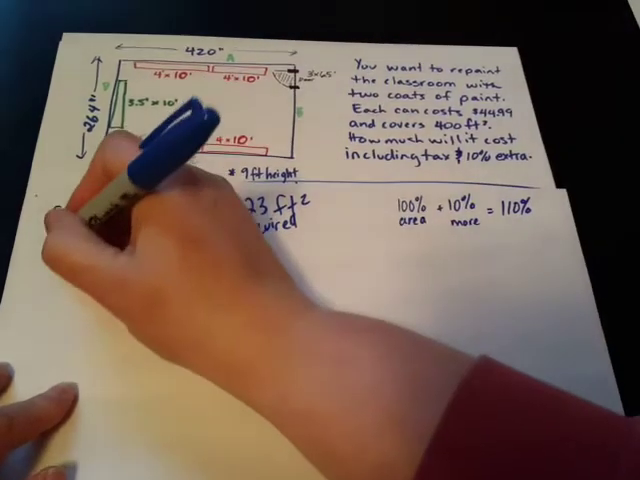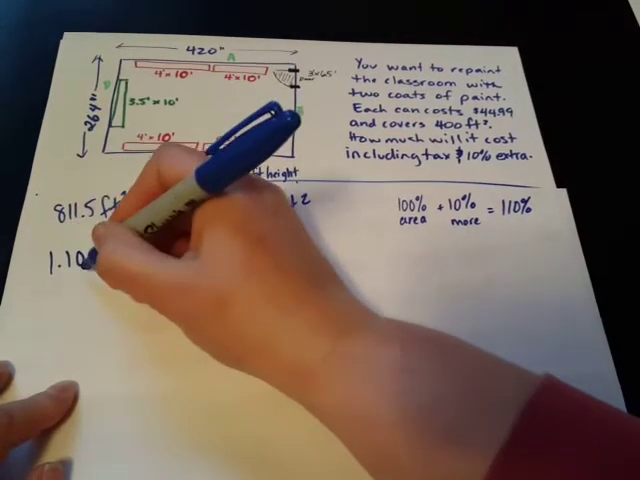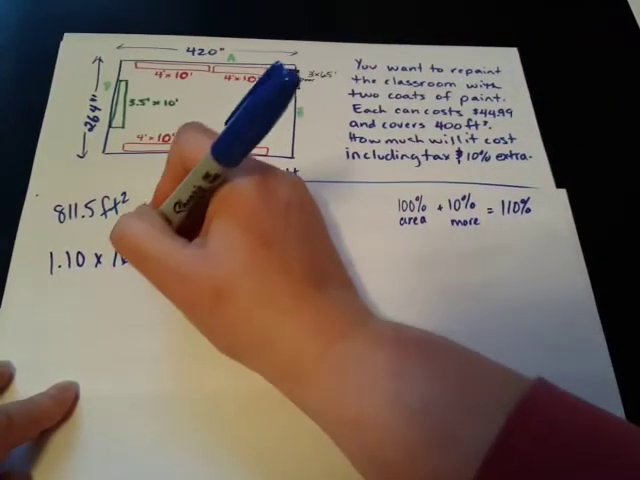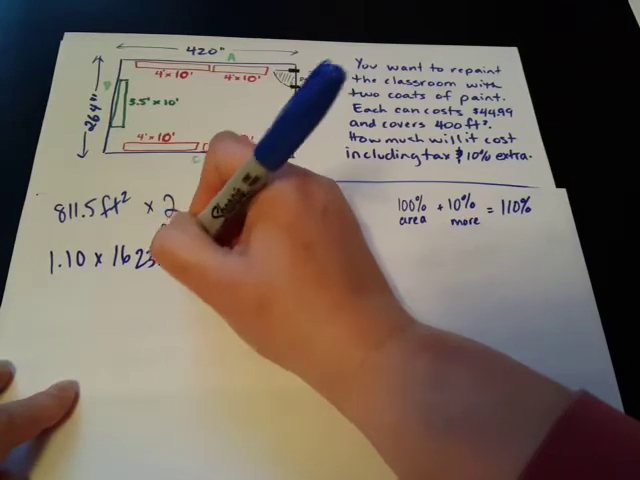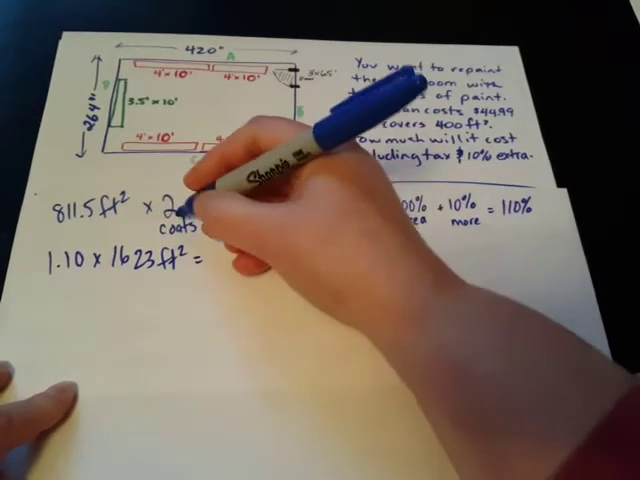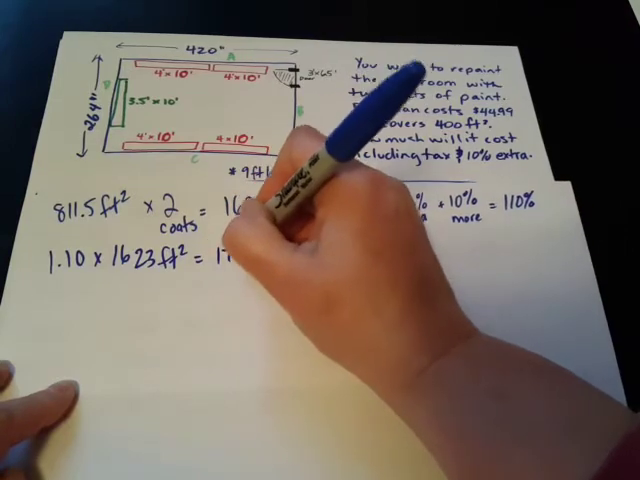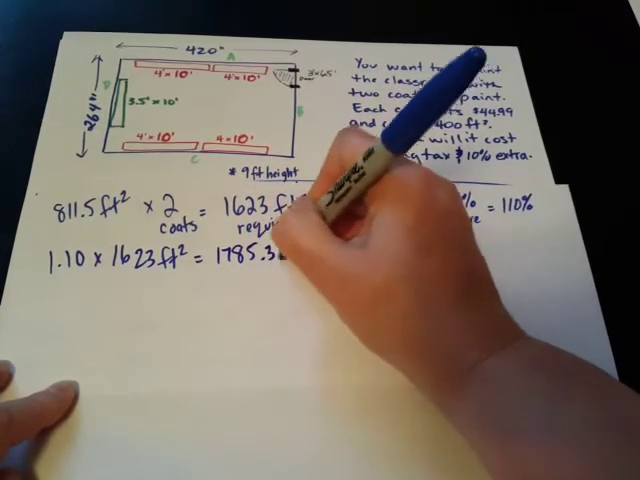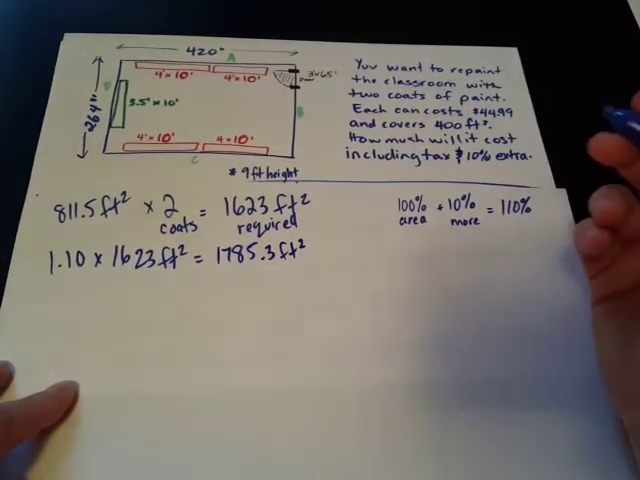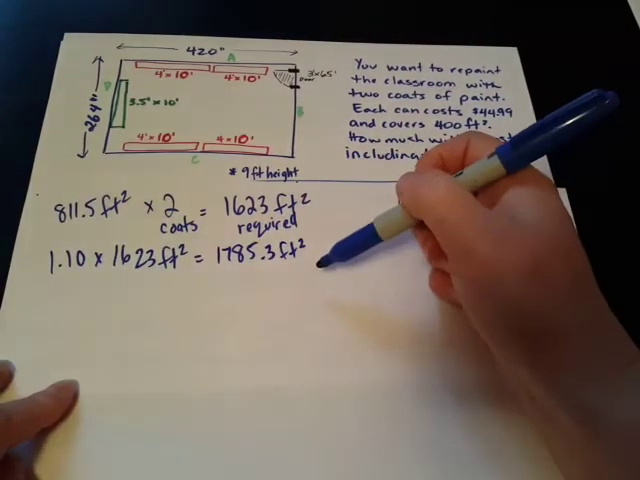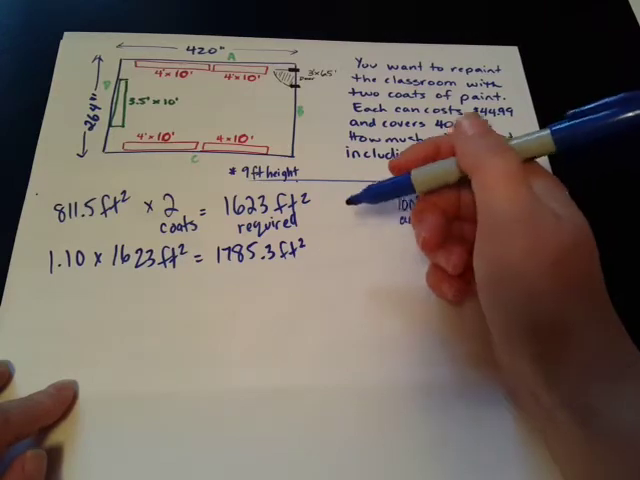And so we could actually do 1.10. That's 110% of the area. And then that'll just jump us right into our final answer. So again, feel free to find 10% and add it back if you'd like. But in one quick step, you can kind of get there.